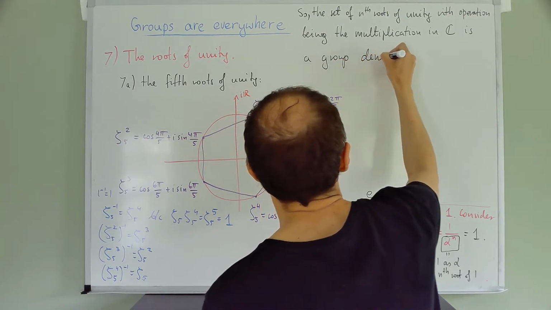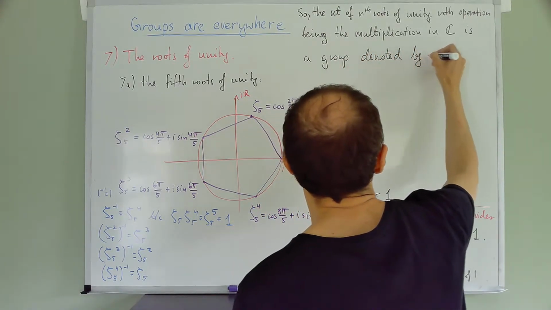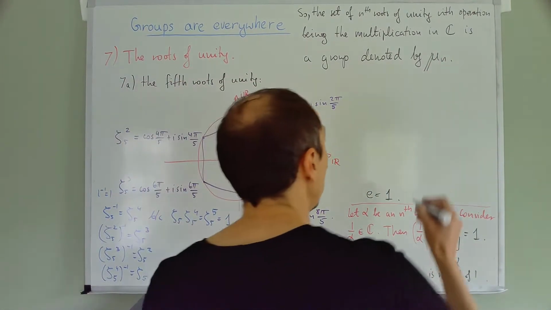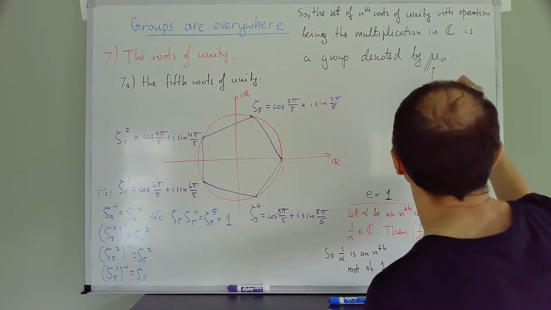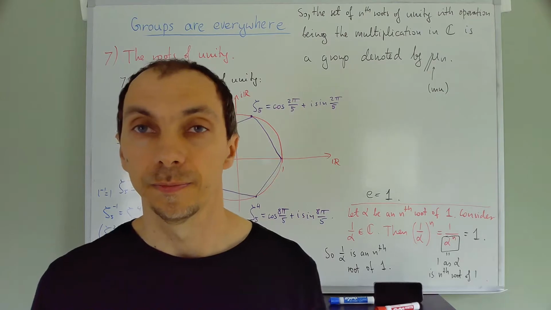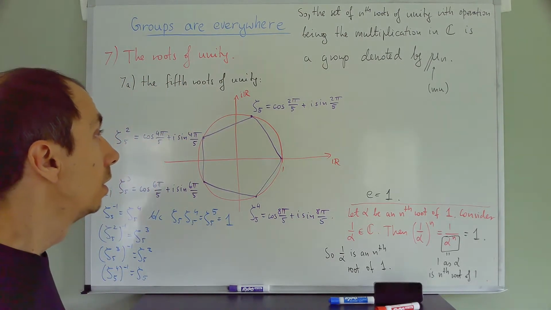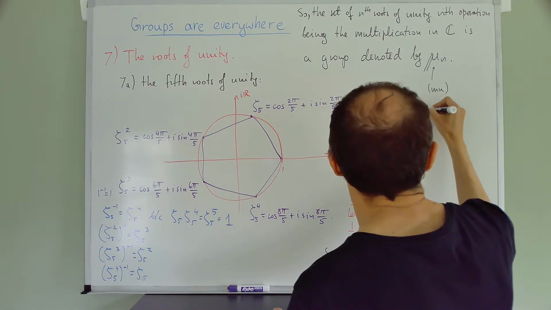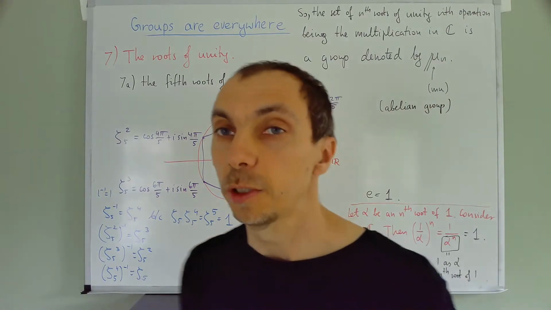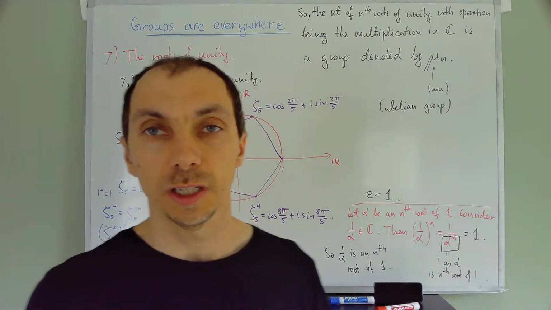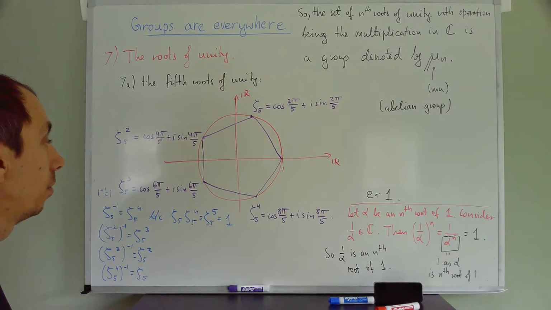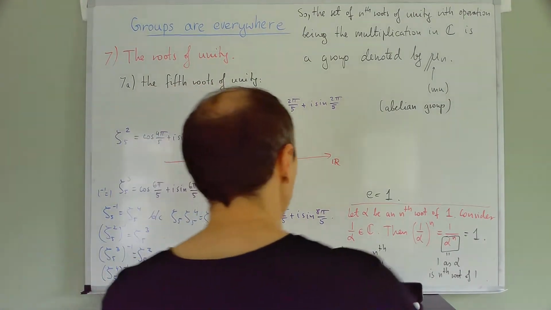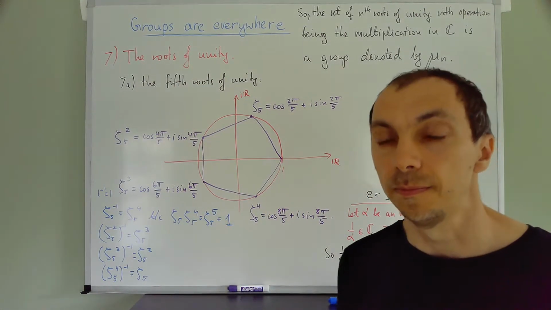And in fact, it has a special notation. It's this bold mu, mu sub n. It's an abelian group again. Why? Because multiplication of complex numbers is commutative. So it is an abelian group. So this example here is the group of fifth roots of unity. The identity, right, is always 1.